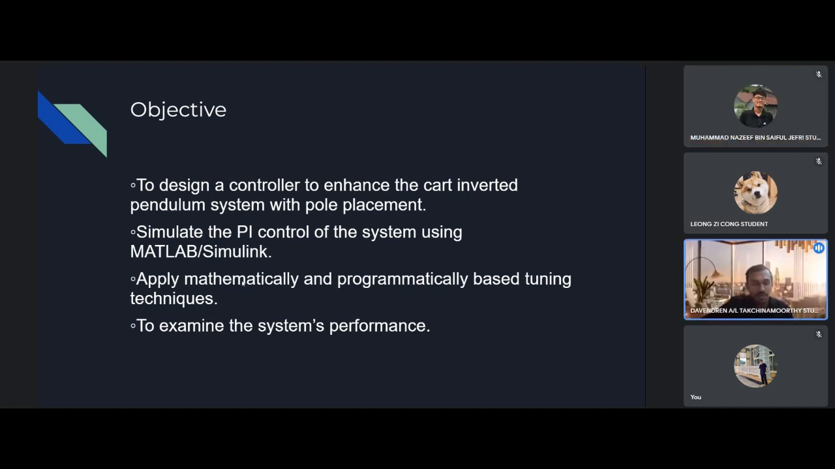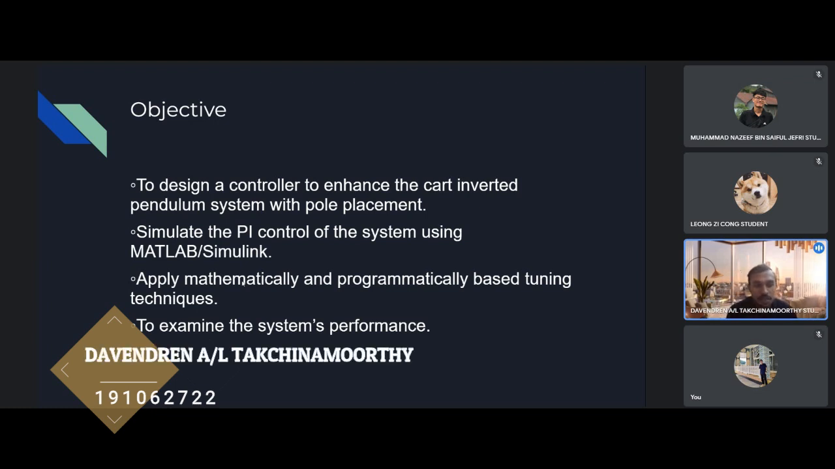Hello, Doctor. I'm Devendren. My matrix number is 1910627222, and I'm going to present the objective and the methodology. Our first objective is to design a controller to enhance the cart inverted pendulum system with pole placement.